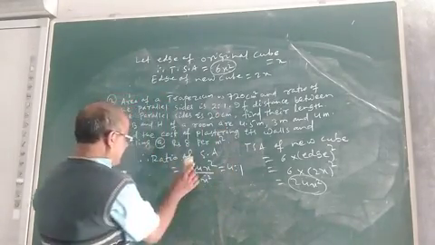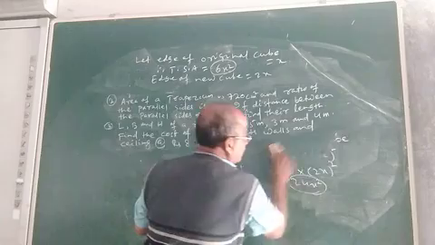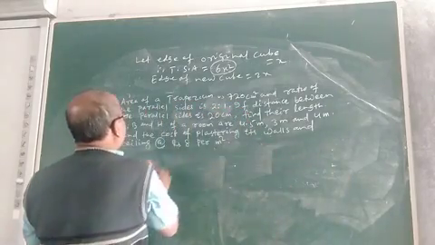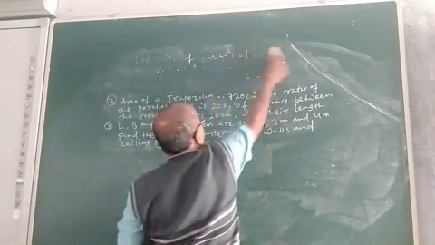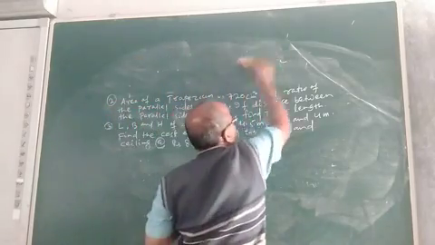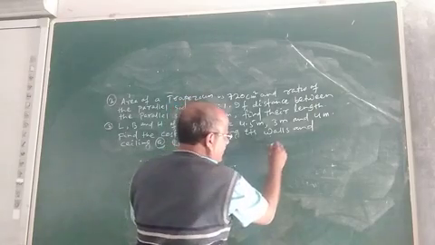Then let us discuss another question. See, question number 2. In question number 2, you are given a trapezium. Children, you know what is a trapezium? Trapezium is a quadrilateral. Let me draw the figure of a trapezium.